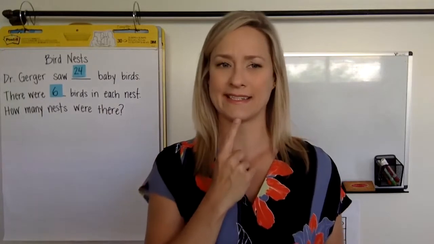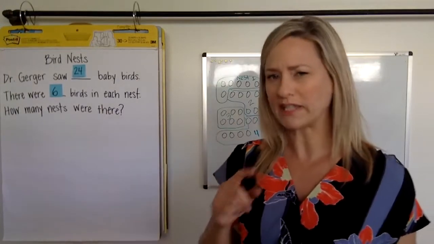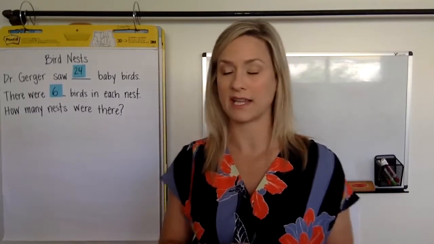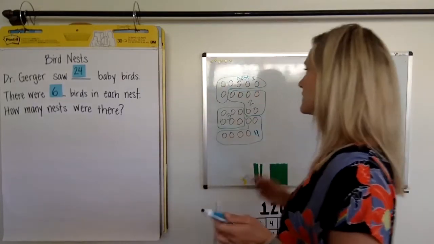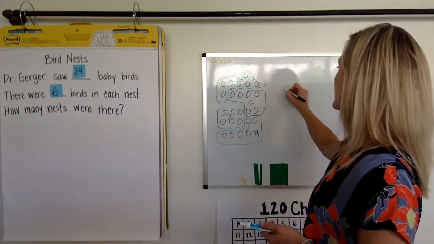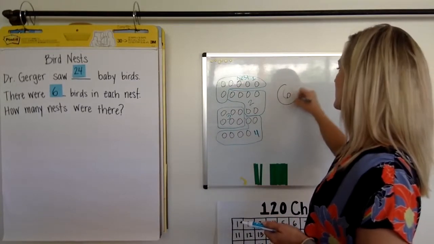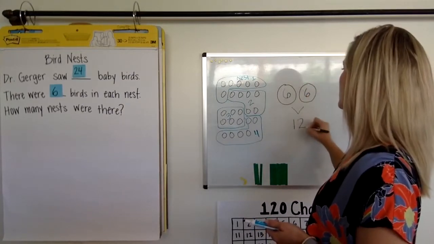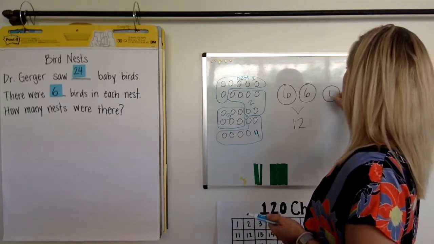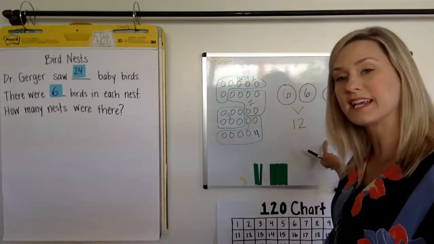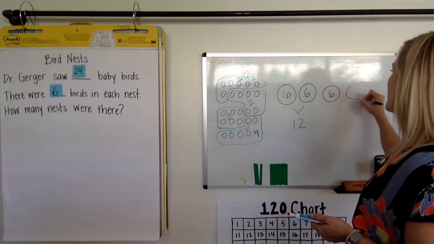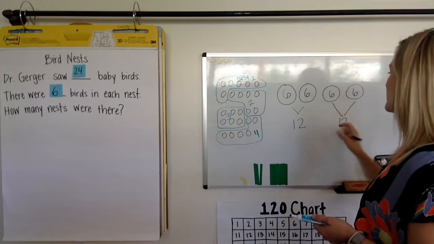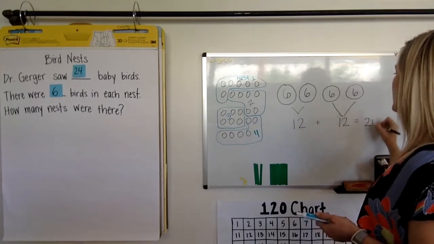Would that make sense if Dr. Gerger saw 24 birds and there were 6 birds in a nest? So we might have to call their attention back to that again. Some other kids may solve, not by doing this, but doing 6 plus 6. They know that's 12. And then they would do another 6. And either they would say that's 18, or maybe they'll go like this. Another 6 is 12. And 12 plus 12 equals 24.